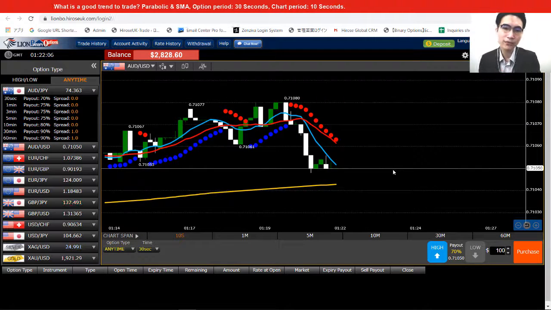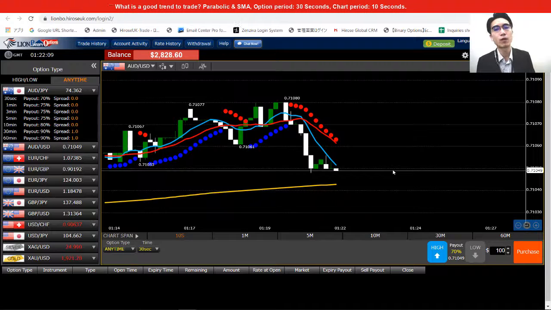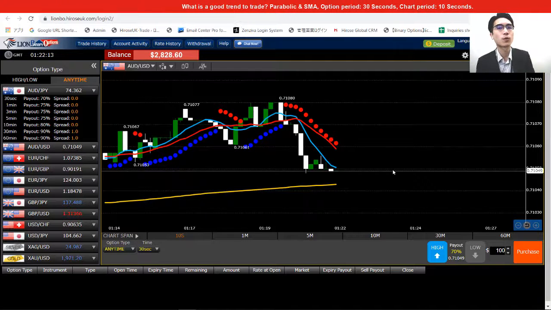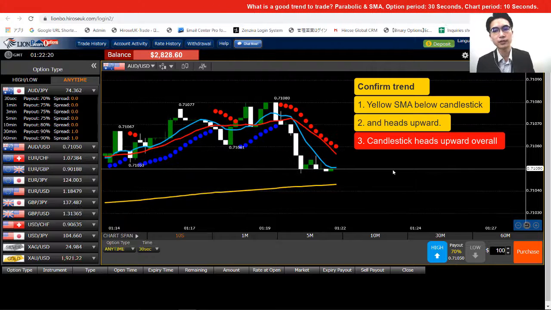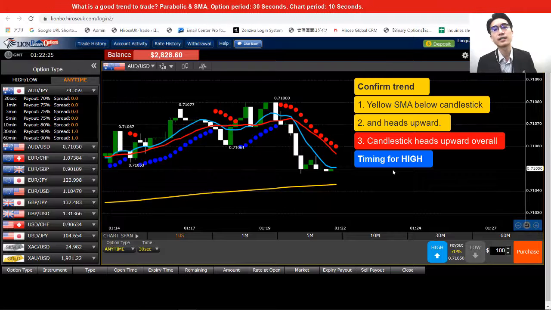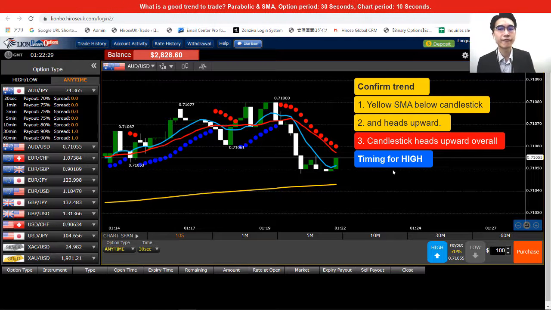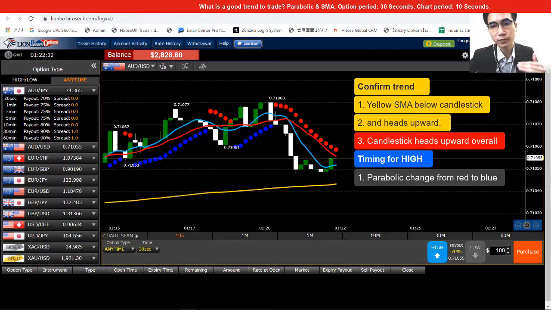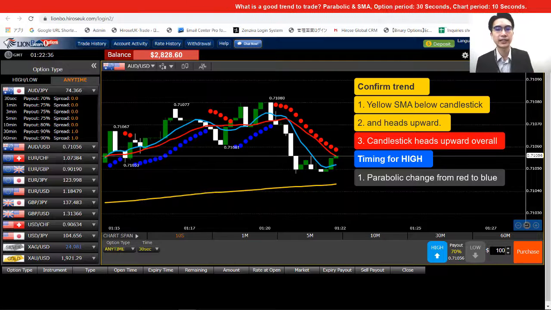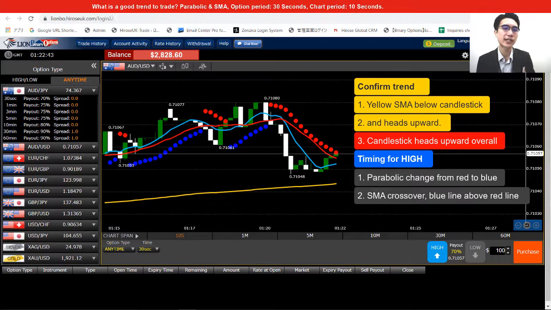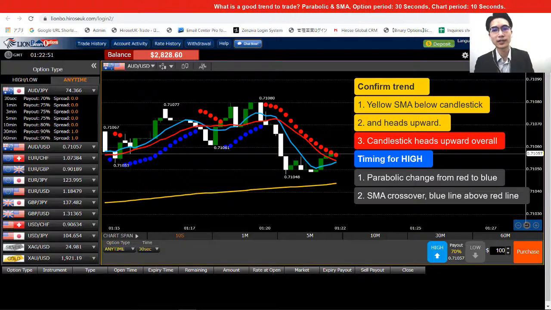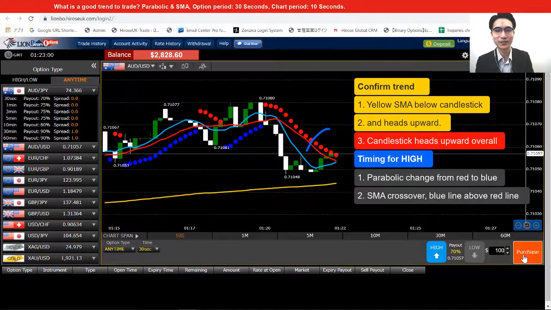Okay, so after we confirm the trend, now we can move on to the timing for us to use this strategy. After we confirm that the trend is an uptrend, what we're looking for is that we first need to wait for the parabolic to change from red to blue, and that is a bullish indication. After I get that, I will move on to the simple moving average, and I need it to cross over, with the blue line going above the red line, which is soon, I'm guessing, because now you see it's almost crossing over.